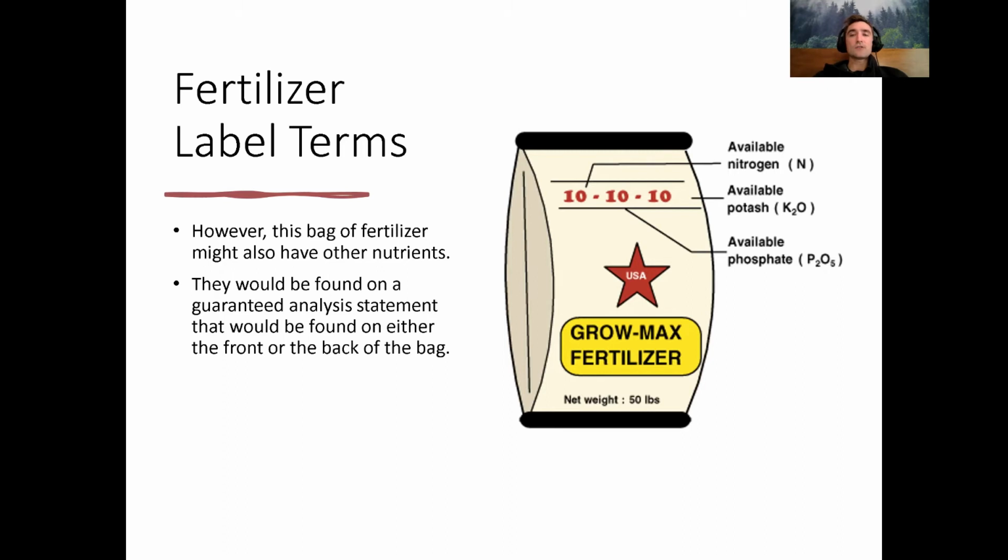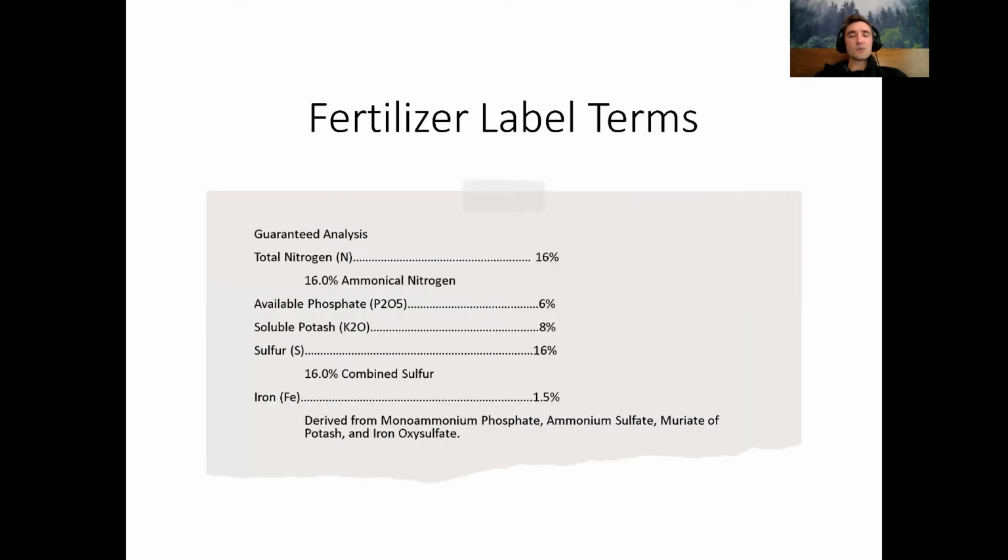Notice that the nitrogen, phosphorus, and potassium are not necessarily pure. They have to be in that ionic compound form. And in order to exist in an ionic compound, they have to be bonded together with other elements, oftentimes. And so we want to know what those elements are. So here's an example of a typical guaranteed analysis.